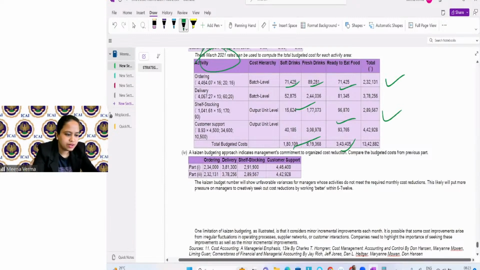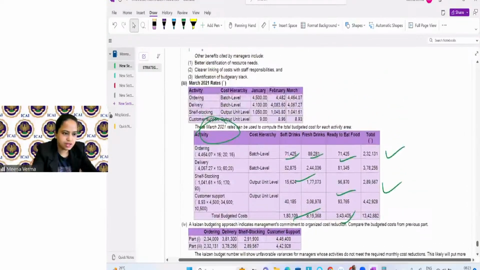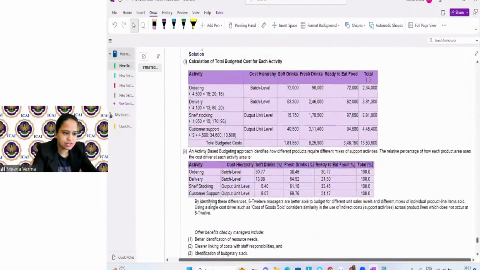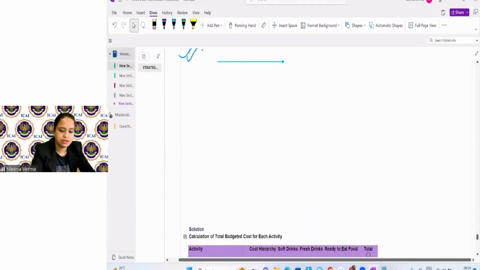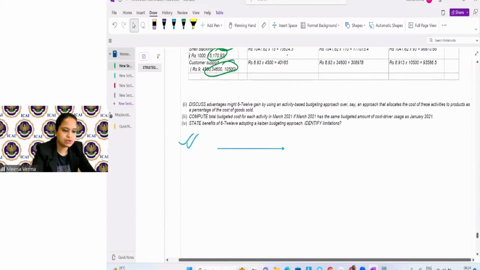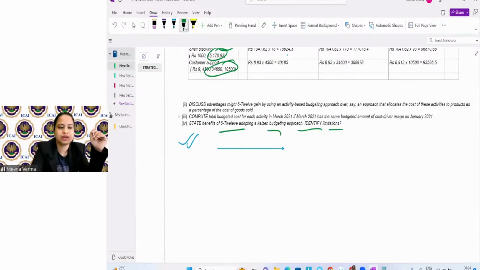Simple. Right? Now, there is a last portion of the question. Let's read the last portion. You can see the question was lengthy, but the explanation was very easy. The solution was very easy, right? So what is the last portion of the question? State the benefits to the company of adopting the Kaizen budgeting approach, and identify the limitation.